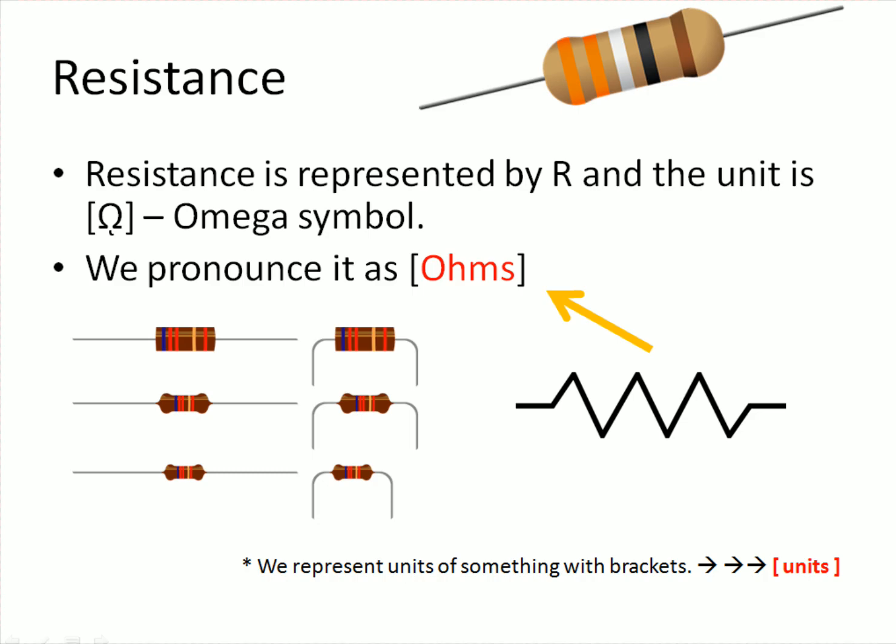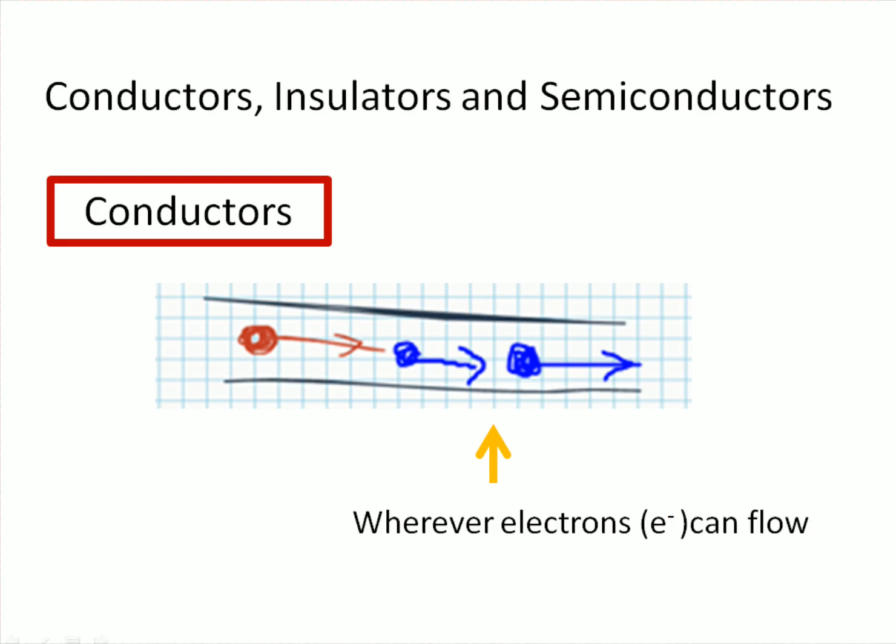Another thing you need to remember is, when we use square brackets, we represent units of something. Every time you see the square brackets, you'll understand this is the unit of the quantity, whatever you're talking about. For resistance, it'll be ohms, right? Simple. Great. And now let's learn about conductors, insulators, and semiconductors.